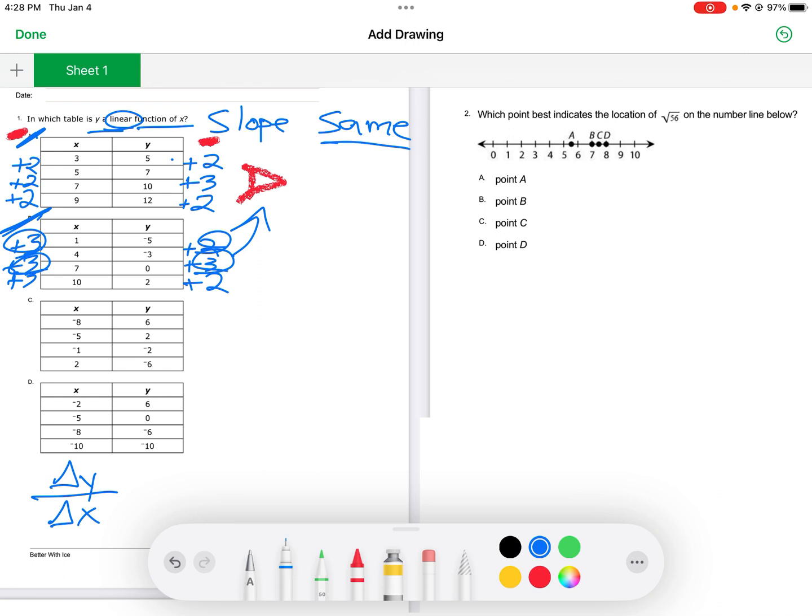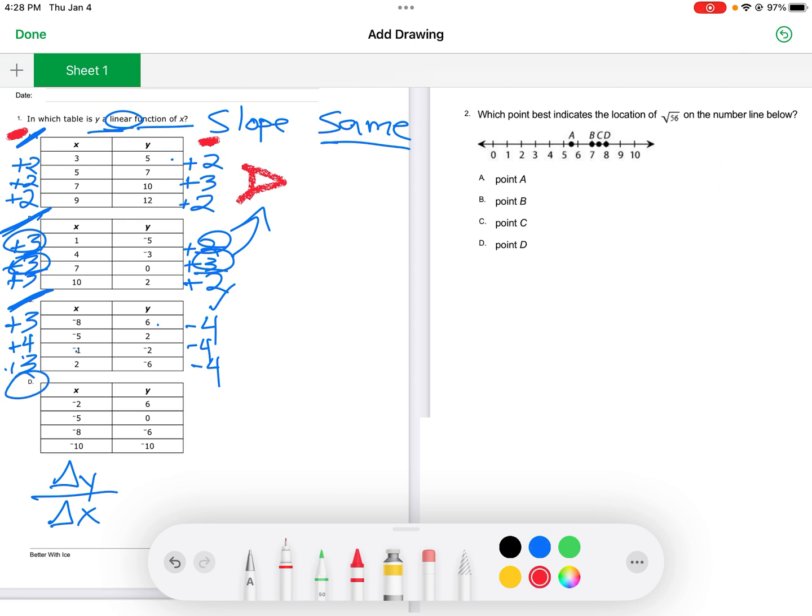Then choice C. From 6 to 2 is minus 4. From 2 to negative 2, minus 4. And from negative 2 to negative 6 is minus 4. That checks out so far. Then our x from negative 8 to negative 5 is plus 3. From negative 5 to negative 1 is plus 4. And there's my red flag. It's changing again. And then from negative 1 to positive 2, we have a plus 3. So it's changed. This is not going to be linear. So I got a feeling my answer is going to be D.